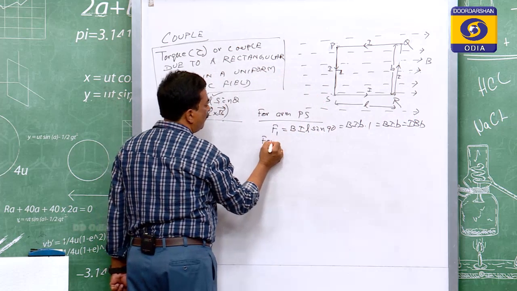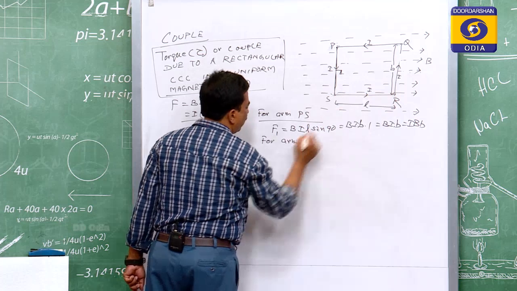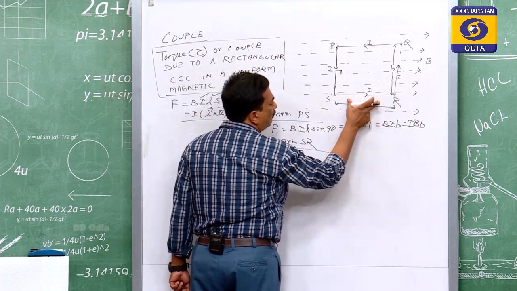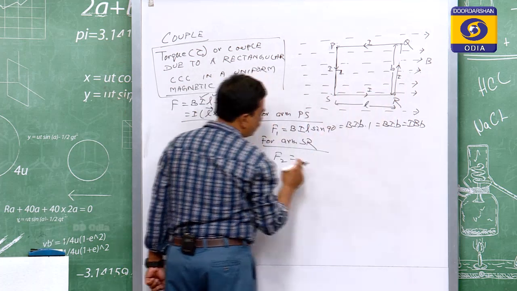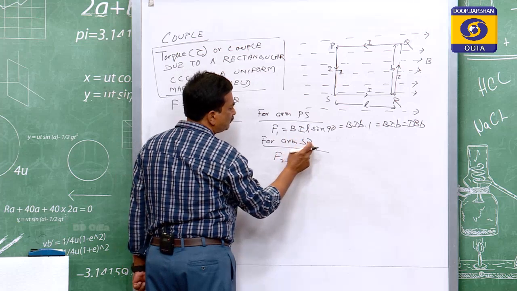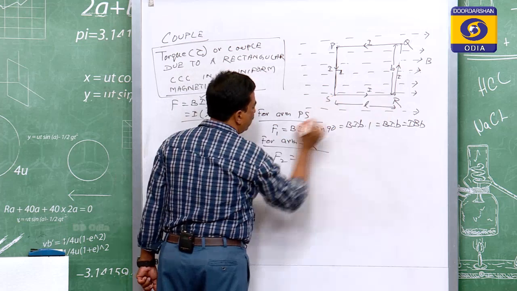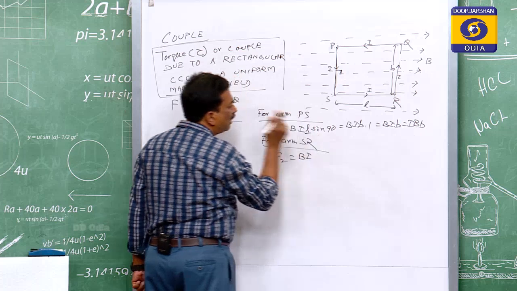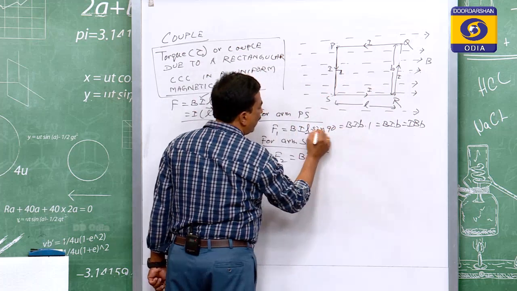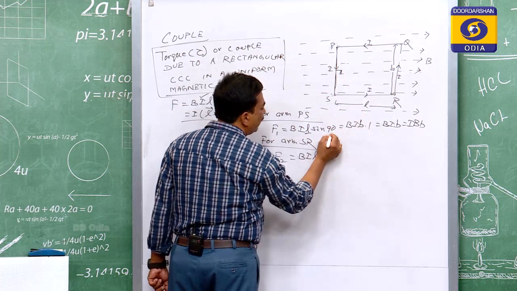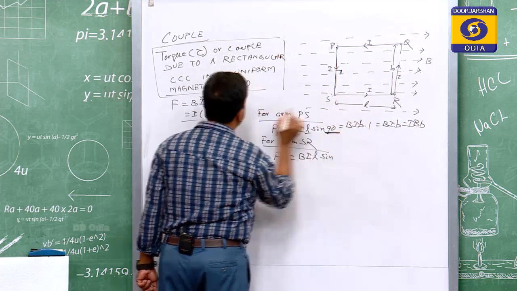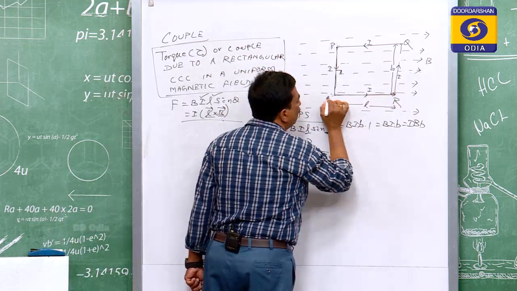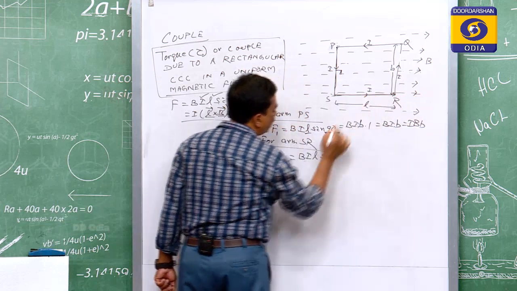For the arm SR, if the force is F2, because this conductor has a length of b, then what will this be? For SR, same formula: B is B, I is I, because the same current is flowing, and L is the length, here b, and sin theta, where theta is the angle between L and B. So, what is theta? You see the length is in this direction, and B is also in the same direction. So, theta is equal to 0.